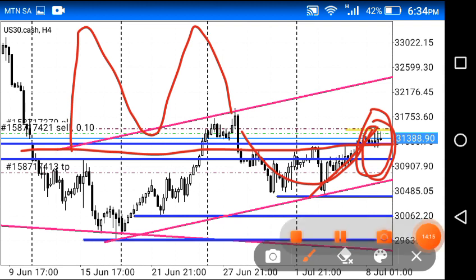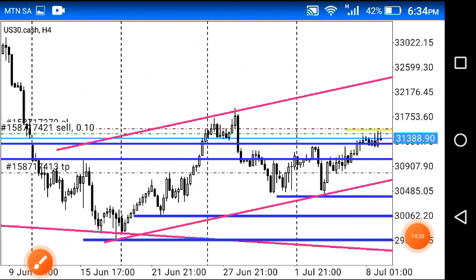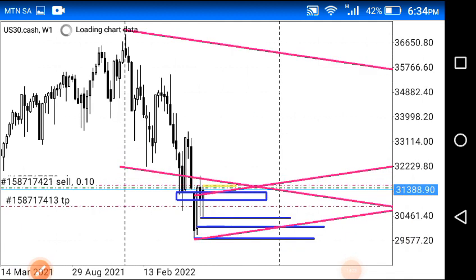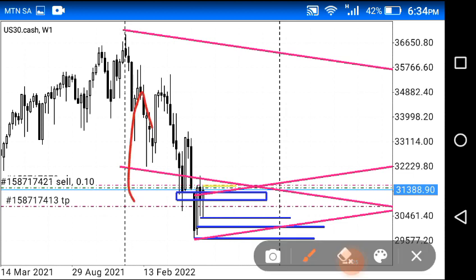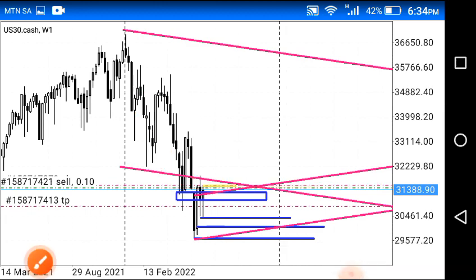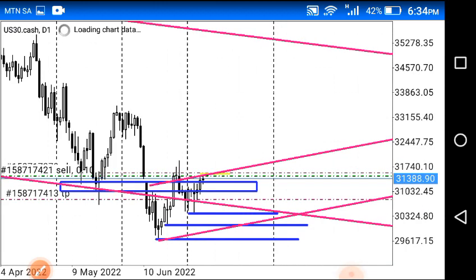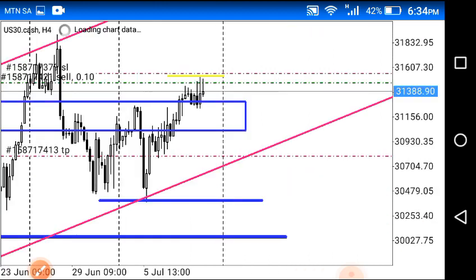So let me just actually go back to the weekly chart so that we don't forget exactly what it is that I'm talking about. Just bear with me. On the weekly chart, I spoke about this M structure here, and I said that the neckline is there, right? So that's what I'm talking about. So I'm just gonna go back to the H4 chart, right?